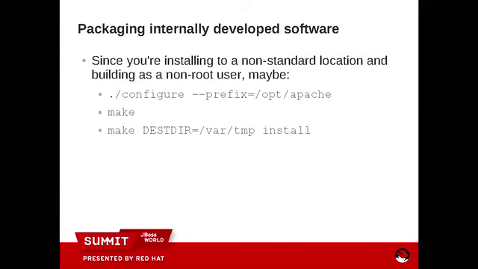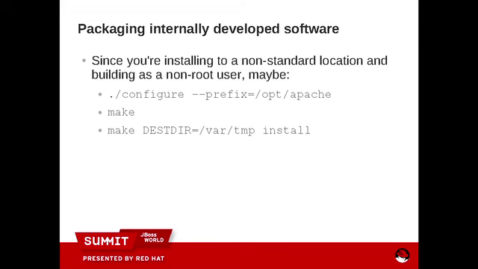Well, what that means is when you do configure, make, install, it's going to try to install someplace that you don't have access to, because you're doing it as a user. Because we never, ever install packages as root or build packages as root. So we're going to do configure prefix equals /opt/apache, because that's where it's going to be installed. We do make, and then we do make DESTDIR equals /var/tmp install.